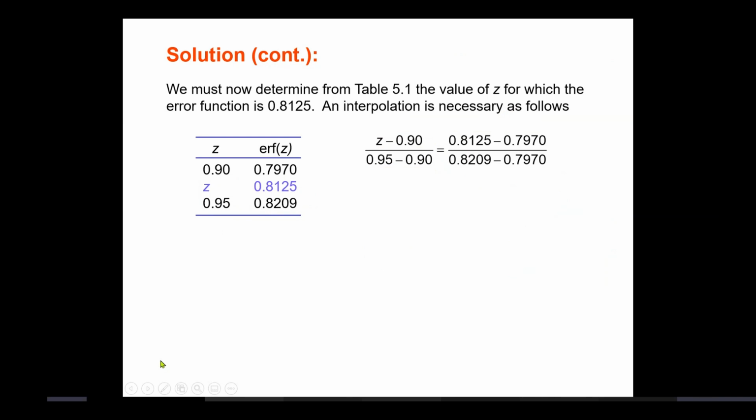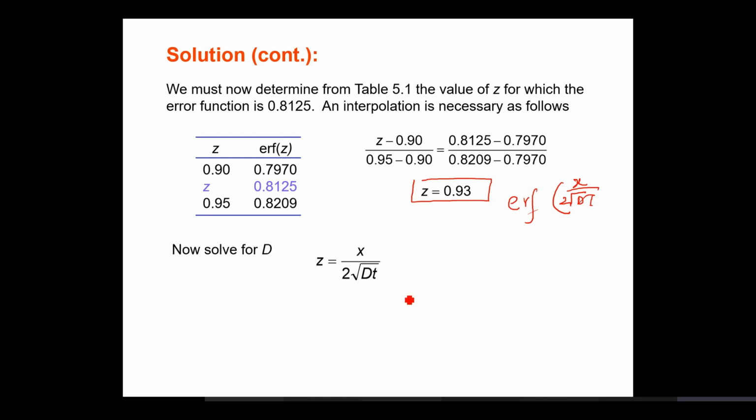Yes, sir. Yes. All right. So once you solve, you find out that z value is 0.93, or z, if you remember, is this expression, x over 2 under root dt.